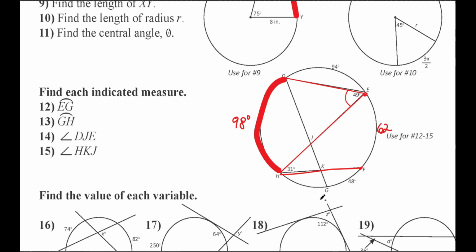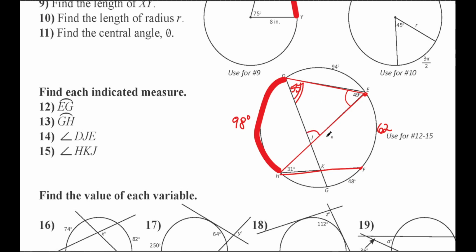So if this is 62, let's see. What is it from E all the way to G? Because here's another inscribed angle. Because we said, was there another one? And there it is right there. It was right in front of my face. I don't know why I didn't see it. So this is, what, 110, right? So from here to here is 110. So what's this angle right here? That's 55.